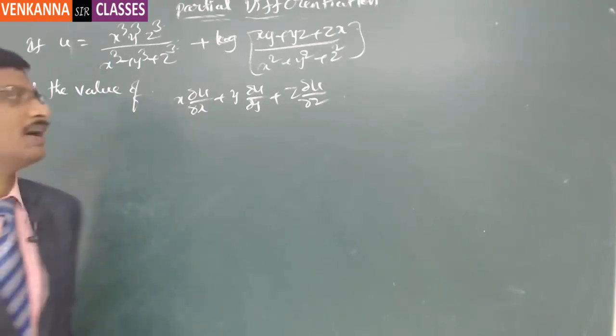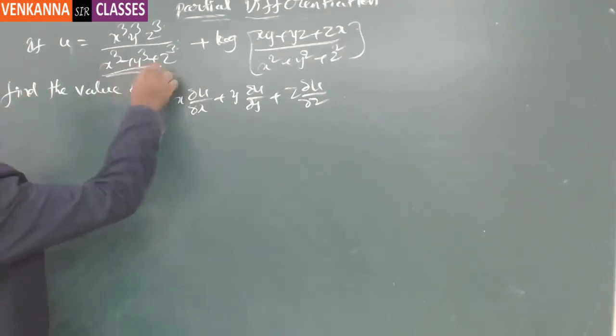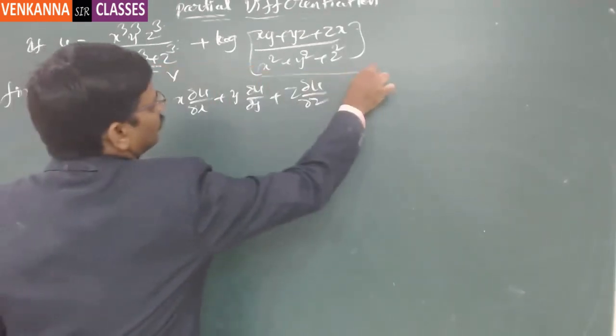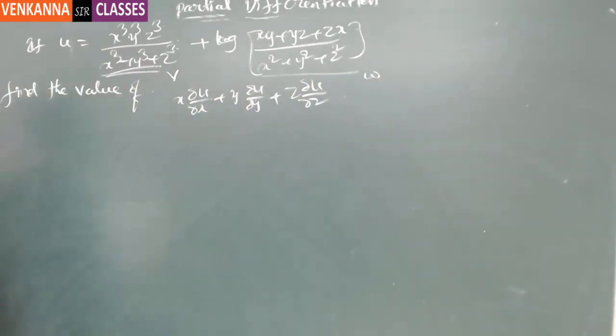So you need to divide this into two parts. We call this V and this W, and separately apply Euler's homogeneous equation and then add them together. So Kirandeep, you check it. It should be 6 times the first part.